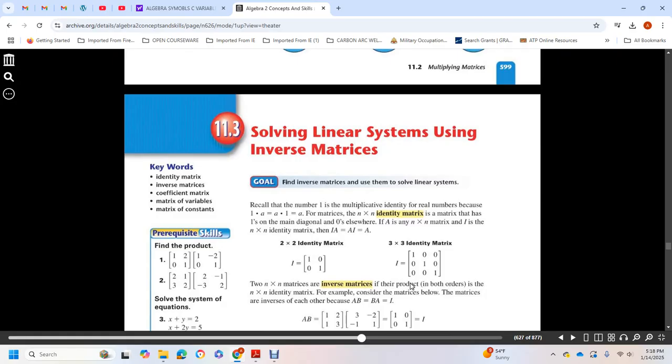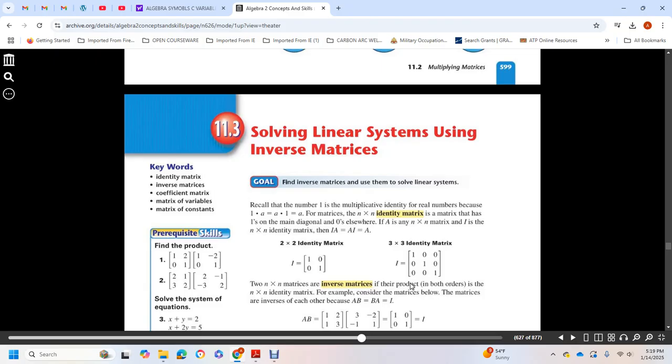Lesson 3, solving linear systems using inverse matrices. Finding the inverse matrix and using it to solve a linear system. Recall the number 1 is the multiplicative identity of the real numbers because 1 times a is equal to a times 1 equals a. For matrices, the n by n identity matrices are matrices that have ones on the main diagonal and zeros elsewhere.